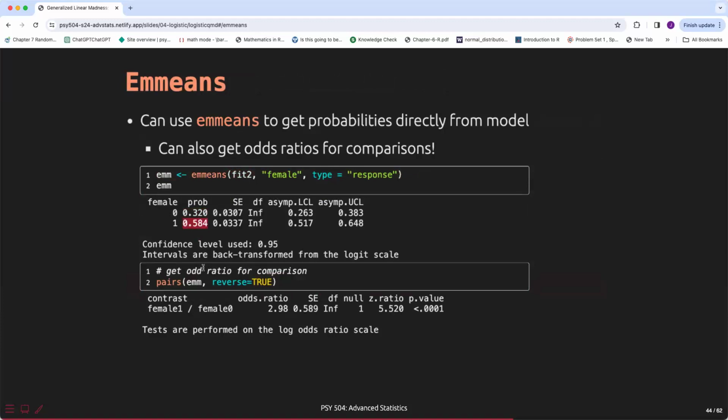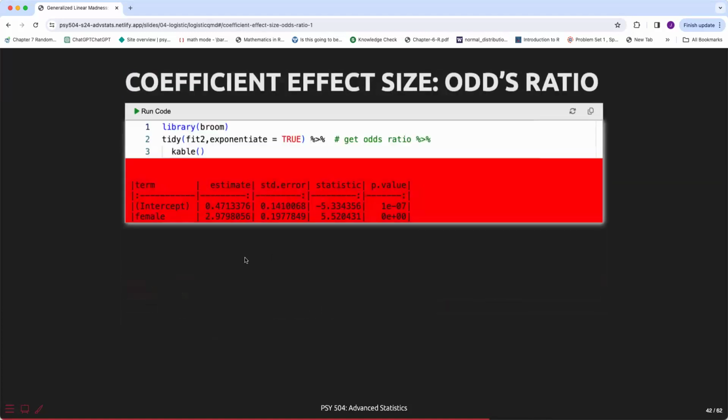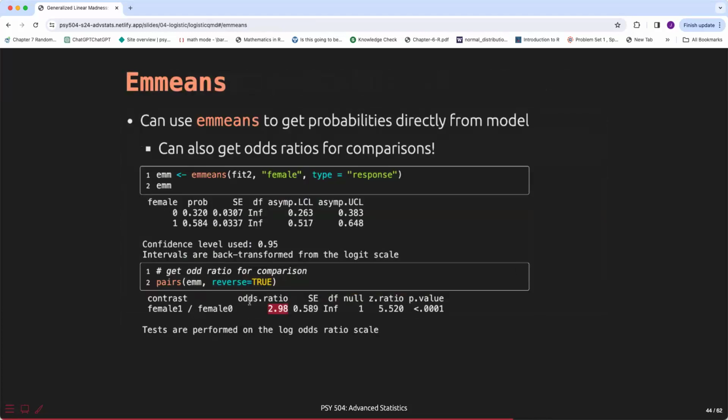Awesome. And then also what's cool is that we can get our odds ratio. So when we have one predictor variable, we can just use the summary output. However, if we have lots of categorical predictors, lots of continuous predictors, things can become really complicated. So we can use this pairs function, and it will give us the odds ratio for the comparison between females and males, which is 2.98, which is what we saw in the output here, right? So 2.98. But we can get it from emmeans as well.